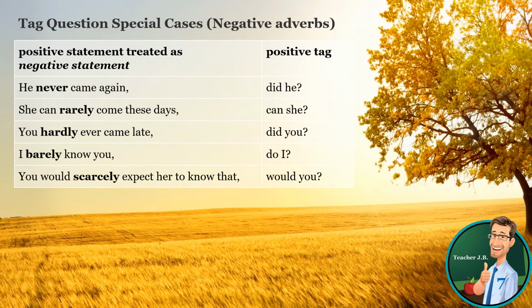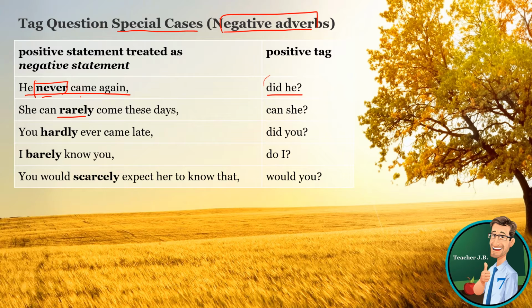Okay, tag questions with special cases. When you use negative adverbs, the statement becomes negative. For example, he never came again. It looks positive, but because of this, it is negative. So we have to use a positive tag. He never came again, did he?